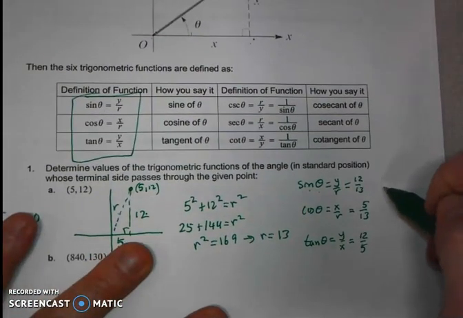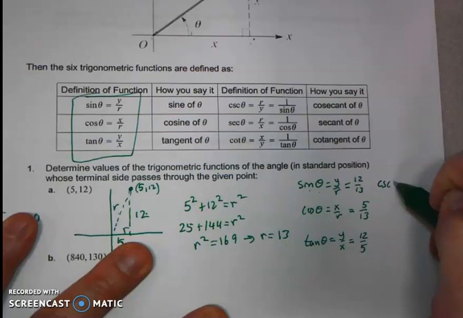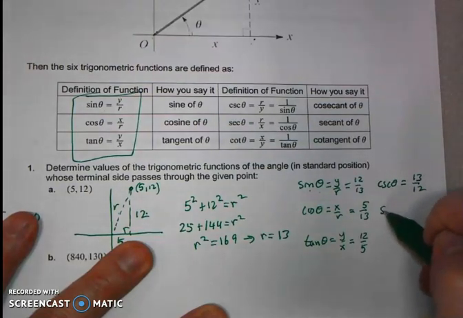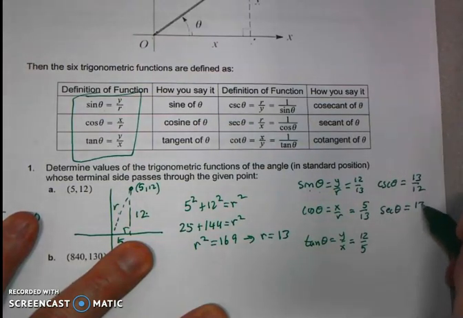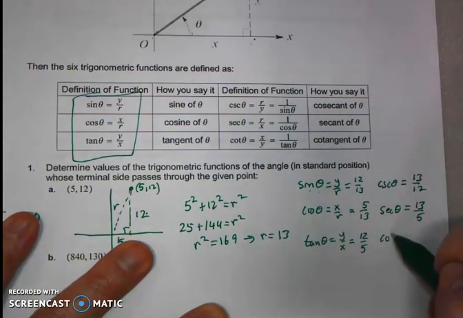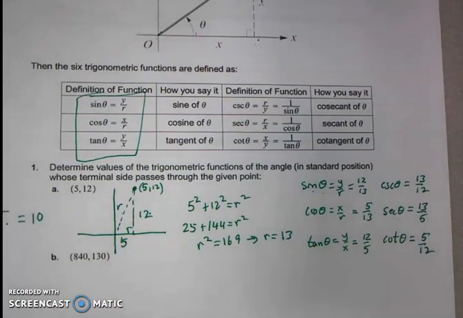All right, then to find the other ones, cosecant theta, I flip this one over. It's 13 over 12. Secant theta, I flip this one over. It's 13 over 5. And the last one, cotangent theta, I flip that over. 5 over 12.